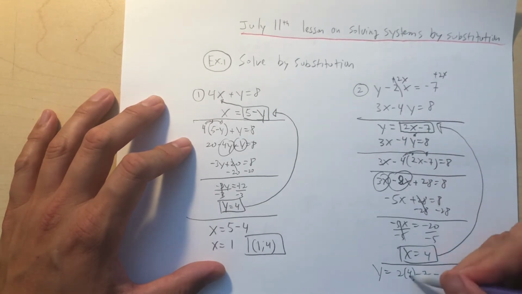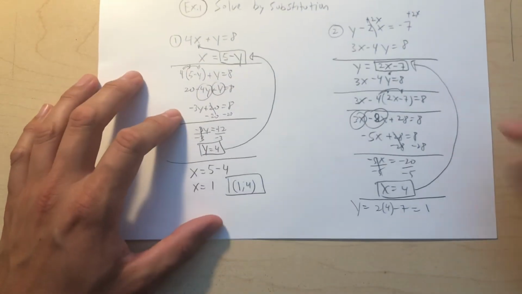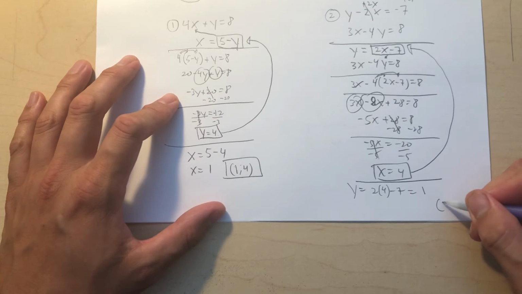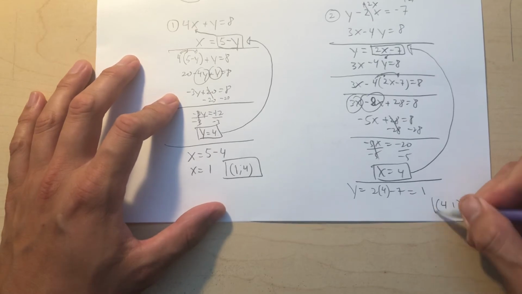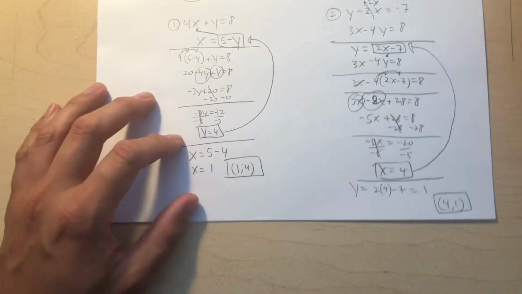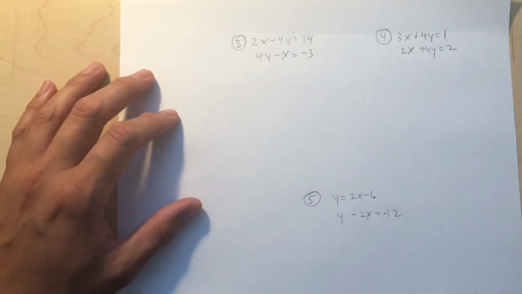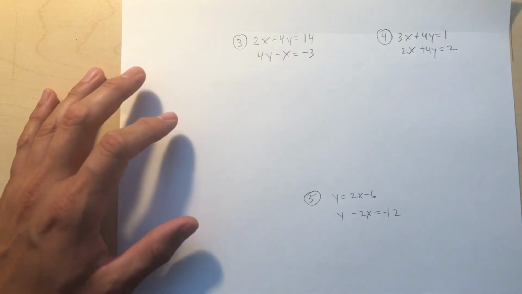And then what I have is 8 minus 7 gives me 1. So my final answer, let's see if you can see that, should be 4, 1. 4, 1. All right, let's go, and we have a couple more problems. In fact, we have 3. So let's go ahead and do 3 real fast.